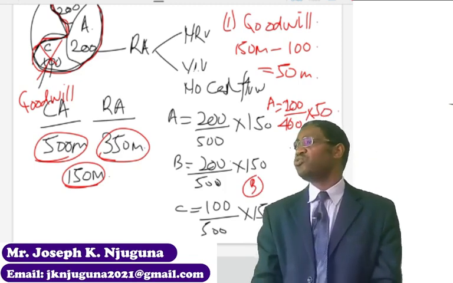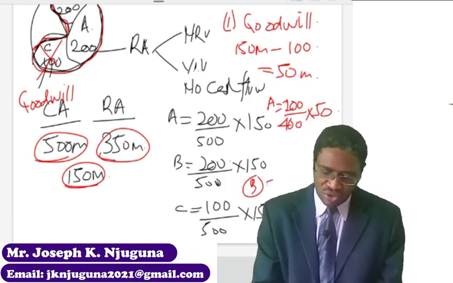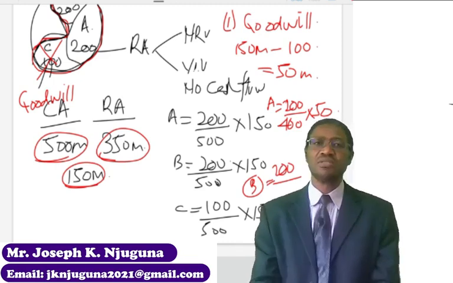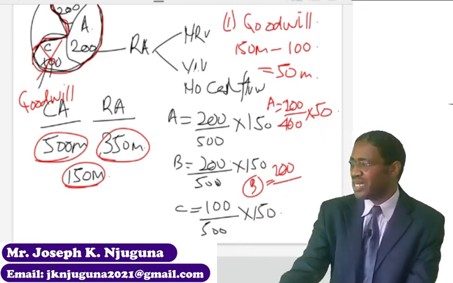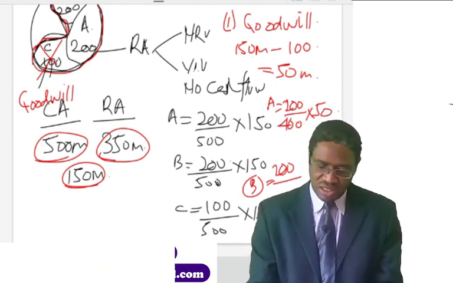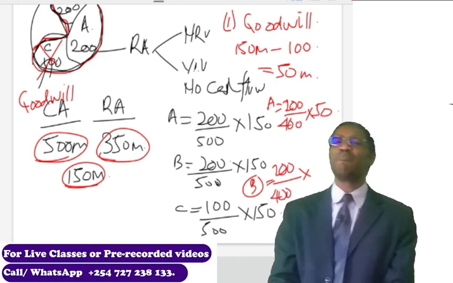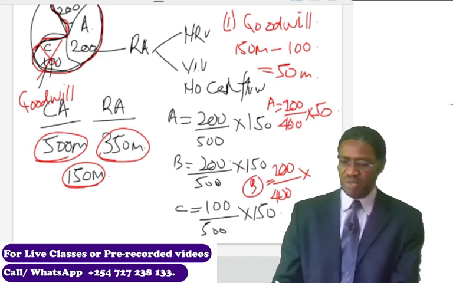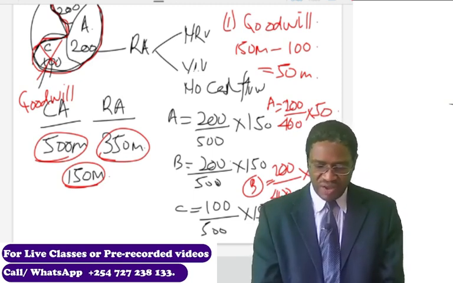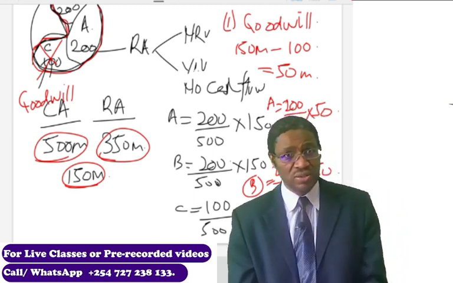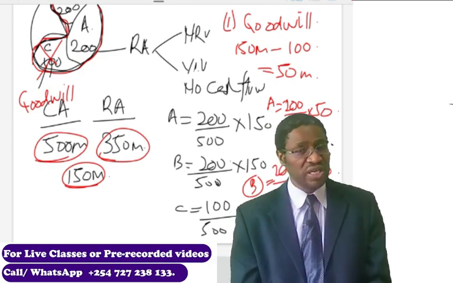Against B, you do the same. It has a carrying amount of how much? 200 million. What is the carrying amount of the other assets? It is 400 million. What was the balance of the impairment loss? The balance of the impairment loss was 50 after writing off the goodwill. That's how you write off the impairment.